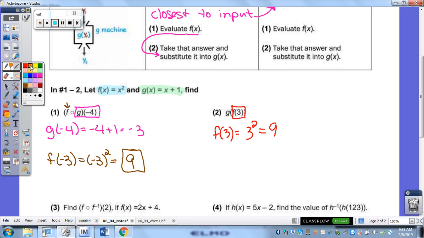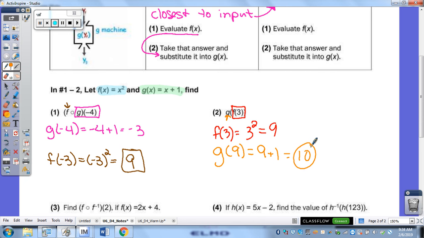So now we have to take it and plug it into the g function. So we've got to do g of 9. I'm going to take my 9, add 1 to it, because the g function is x plus 1. So 9 plus 1 gives us a 10. So same thing, you're still evaluating. You're just evaluating twice.